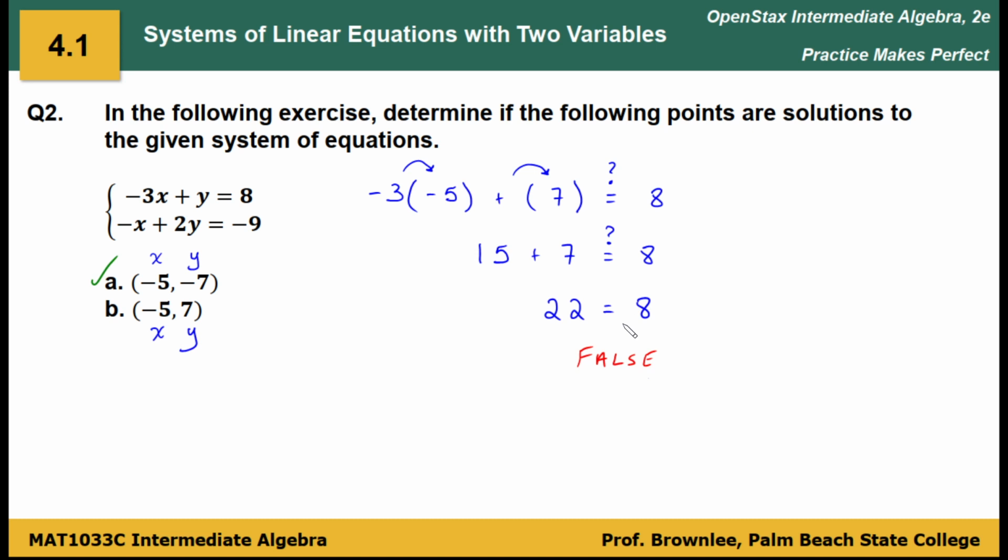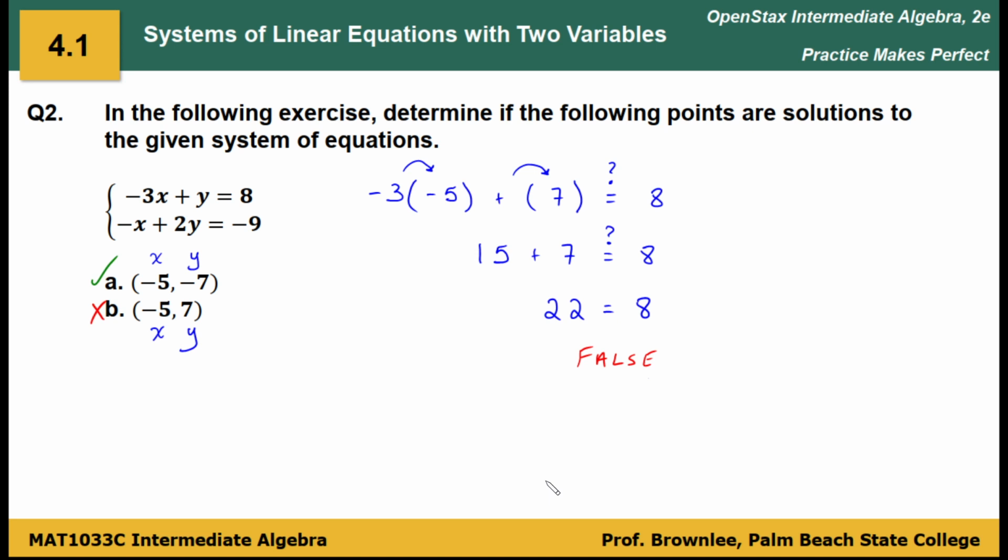And so what we can say here is that because the point B, -5, 7, did not work in the first equation, we don't even have to plug it into the second equation, because in order for the ordered pair to be a quote-unquote solution to the system, it has to work in both equations. So as soon as it fails one equation, you really can stop, because it's not going to be a solution to the entire system. So we're going to say, nope, point B is not a solution to the system.